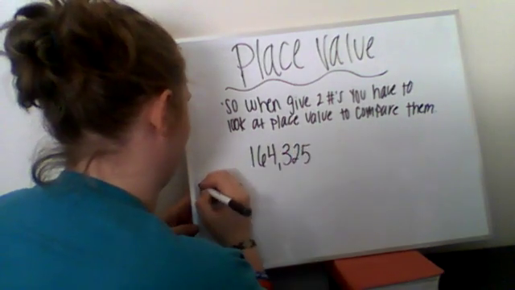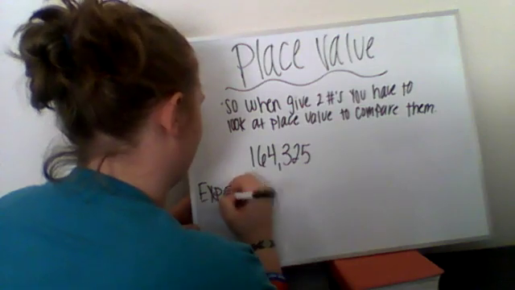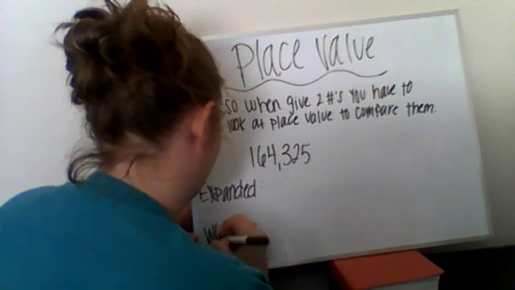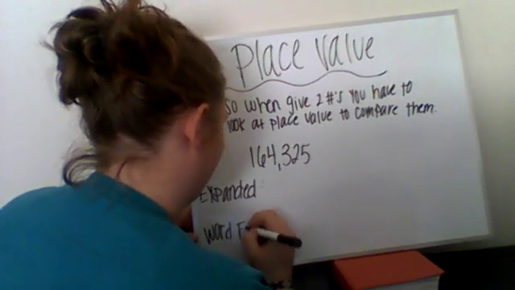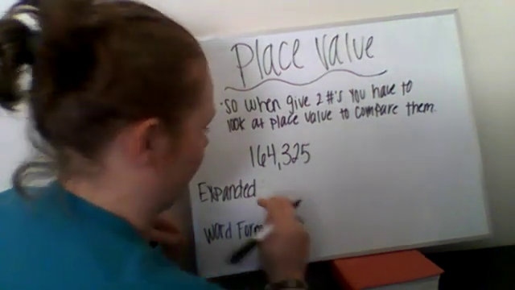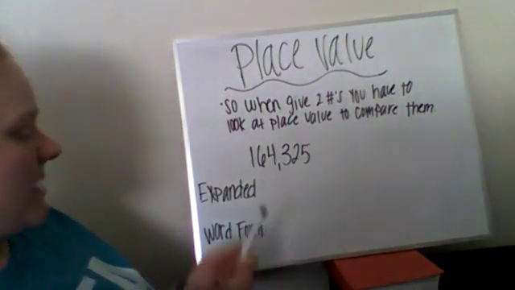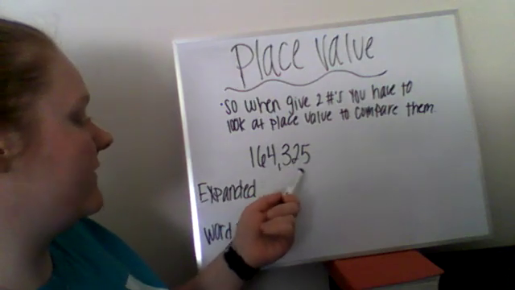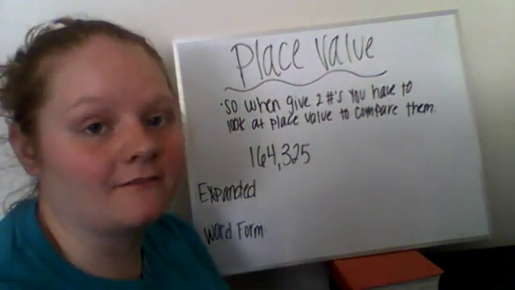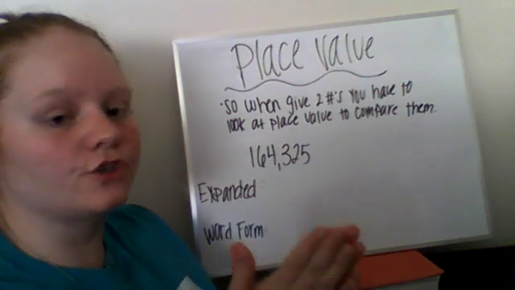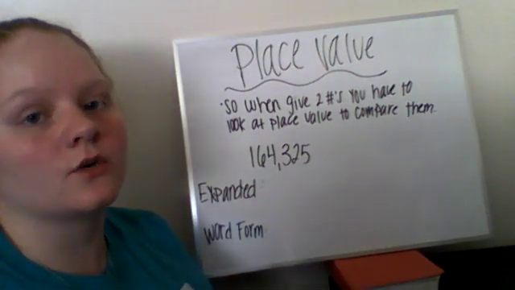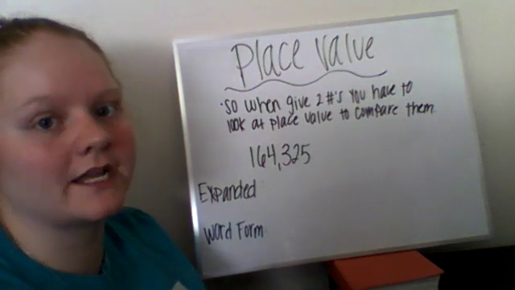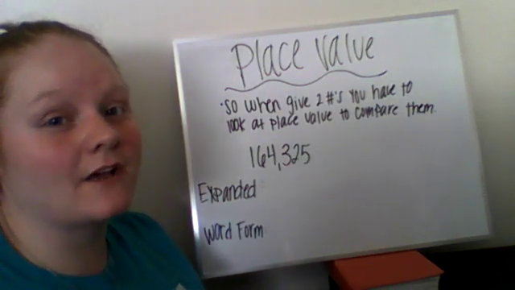164,325. So we're going to look at expanded form and word form. Okay? So, if I look at my number, 164,325, when I look at my expanded form, it just means that you're stretching out the number. You're showing all the ones, all the tens, hundreds, thousands, 10,000s, hundred thousands, all by itself. So you're breaking each place value apart.